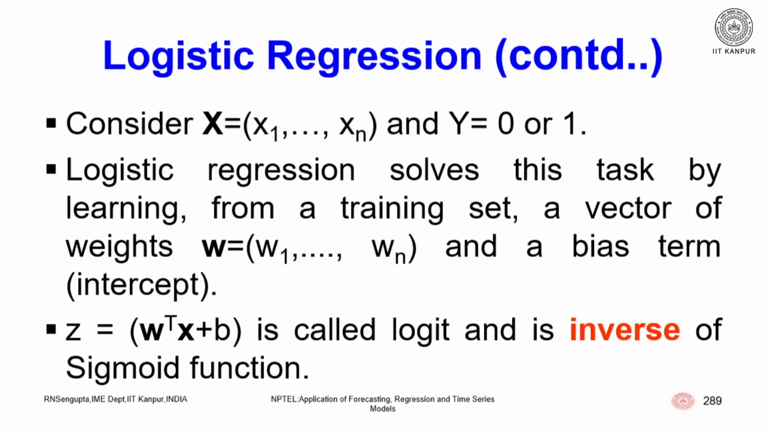Logistic regression solves this task by learning from a training set, and a corresponding weight vector W1 to Wp is given, and a bias term is there, which is the intercept. Now, these weights are a very interesting fact. If I have x1 as some variable and I want to pay more attention to it, I will give more weightage to it. If x2 is a variable which is not that important, I will assign less weight.